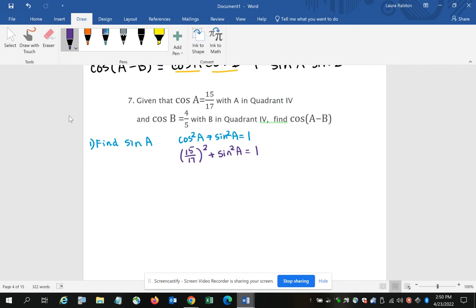15 squared, I believe, is 225. I'm going to use my calculator and double check. Yep, it's 225 over 17 squared, which is 289, plus sine squared A equals 1. Then we're going to subtract 225 over 289 from either side.